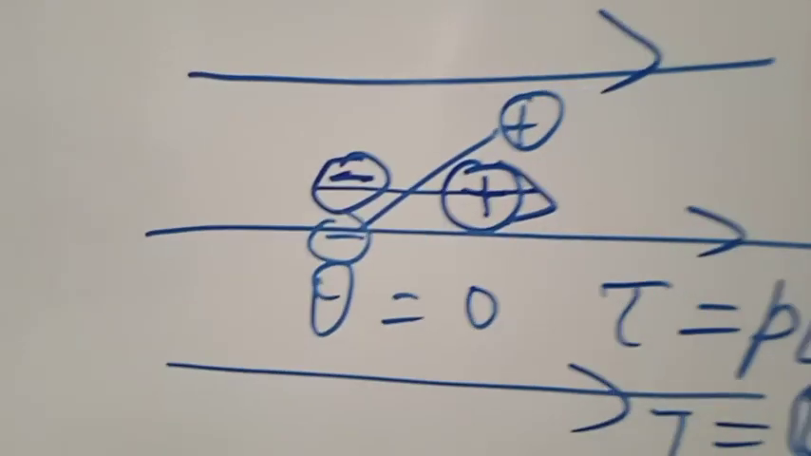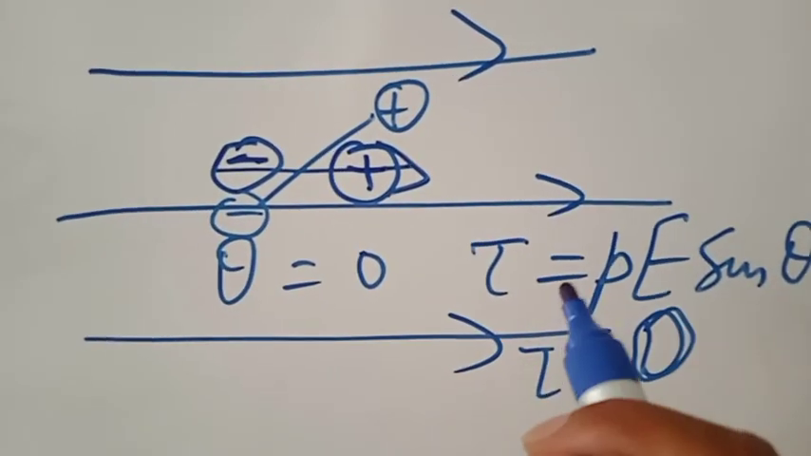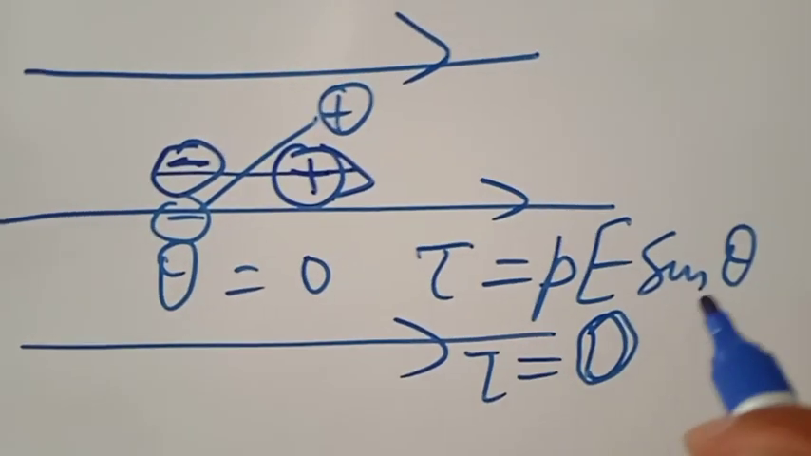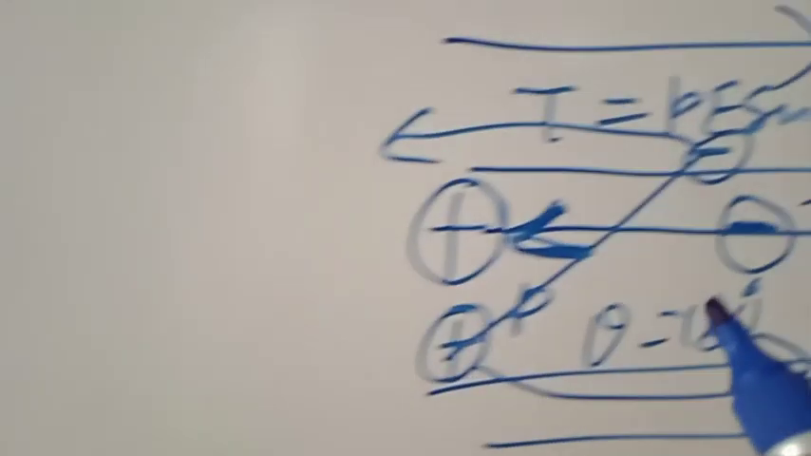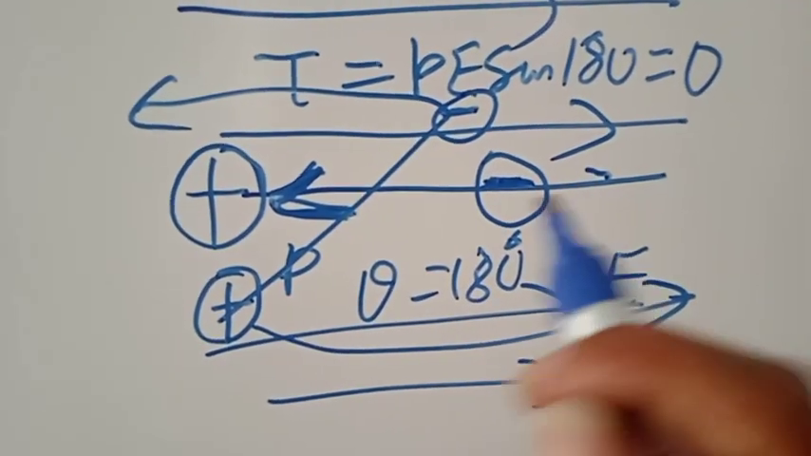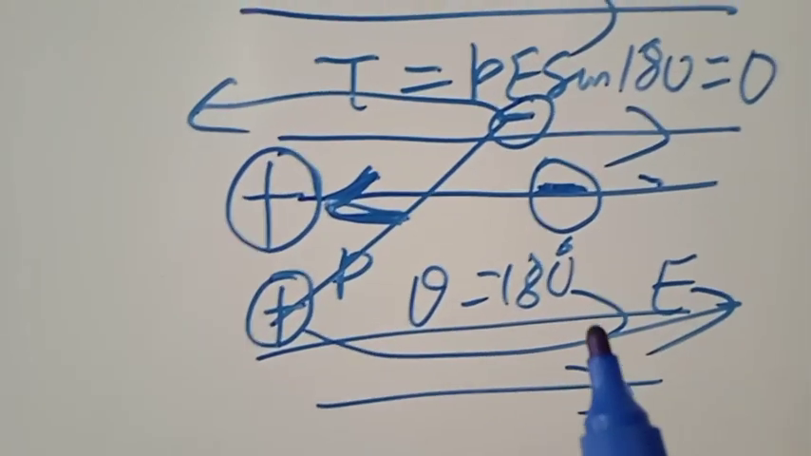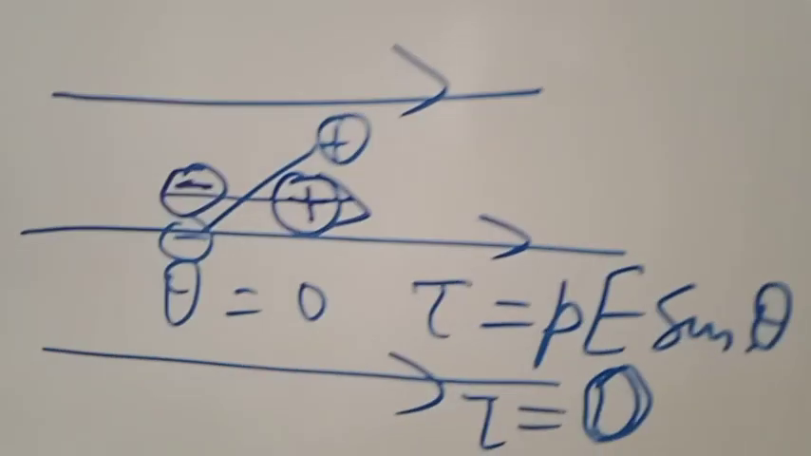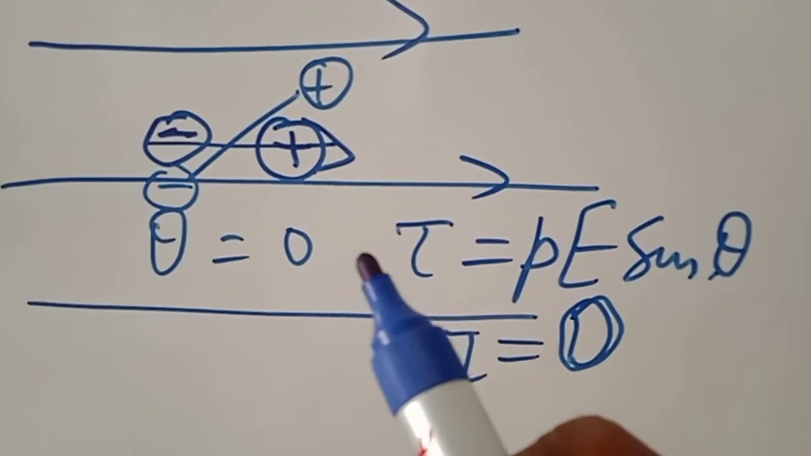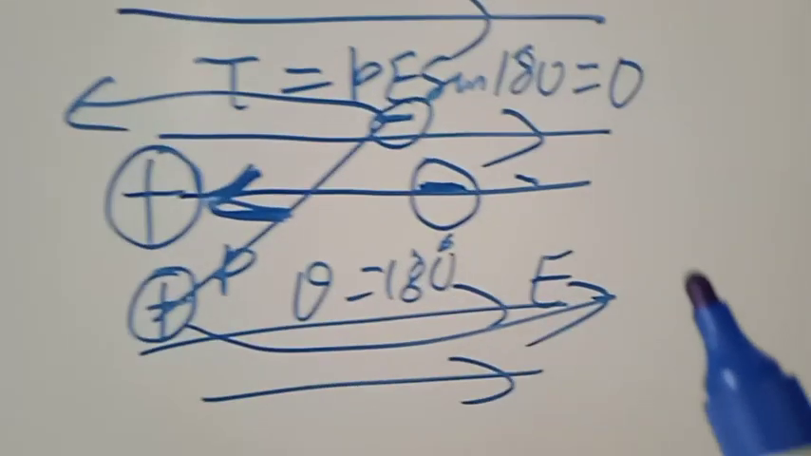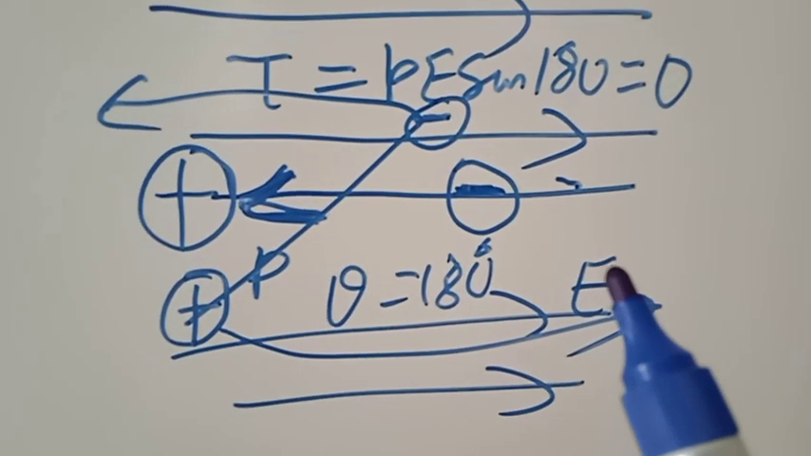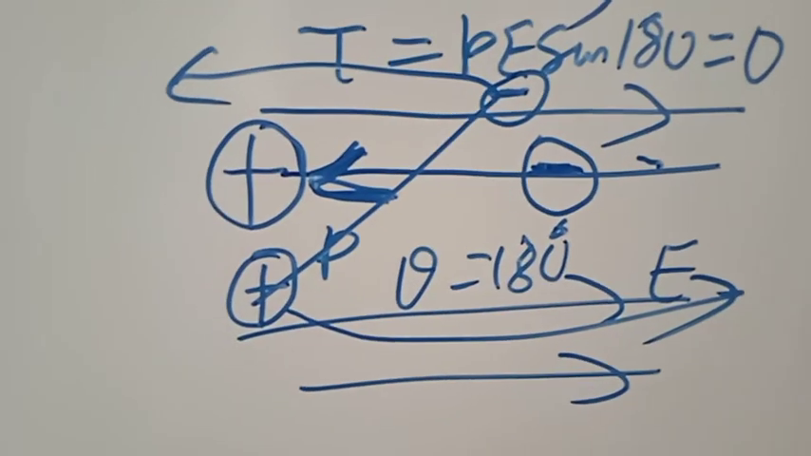So stable equilibrium is when both P and E are in the same direction, theta is 0. And unstable equilibrium is when P and E are in opposite directions, theta 180. In both cases, torque is 0, but in stable equilibrium, if we slightly displace it, it returns back. And in unstable equilibrium, if we slightly displace it, it never comes back.